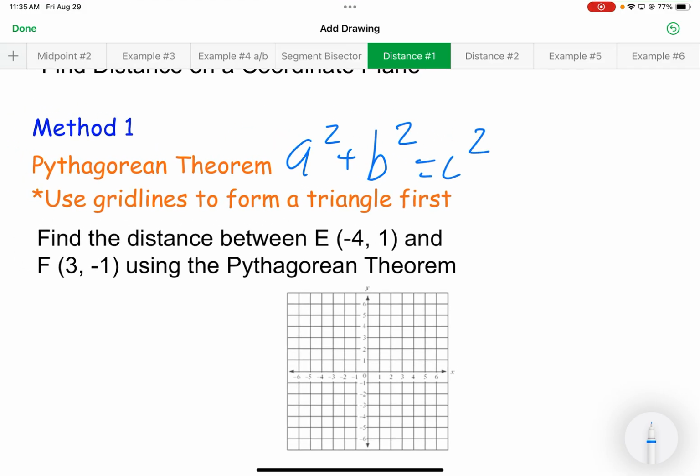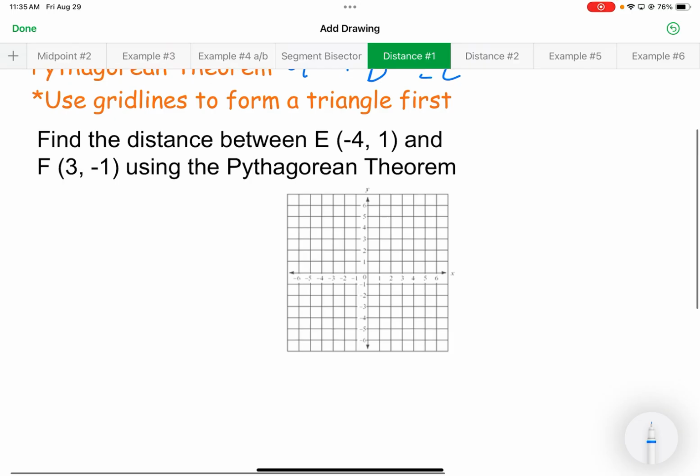Now, the next concept we're going to roll into is distance. So finding the distance between 2 points. You can actually use the Pythagorean theorem to find the distance between 2 points. Let me show you how to do that. Now, I know you guys have worked with distance in Algebra 1, and you probably also did it in middle school as well. But let me show you how to use Pythagorean theorem to do it. So it says find the distance between E and F using the Pythagorean theorem.